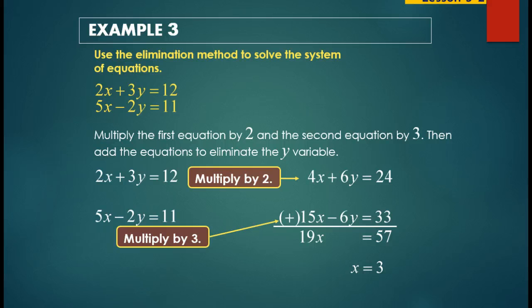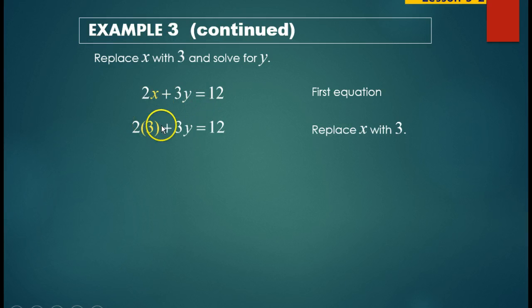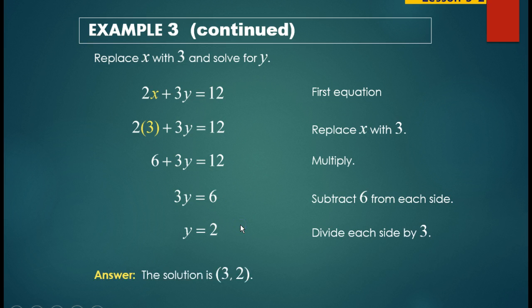Once again, this is not your solution. We have to plug this back in. We're going to plug the 3 back in for x into this equation. We get 6 plus 3y equals 12. Subtracting 6 from both sides, we get 3y equals 6. Dividing both sides by 3, we get y equals 2. My final solution is (3, 2).